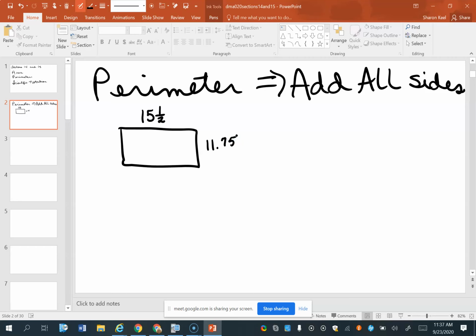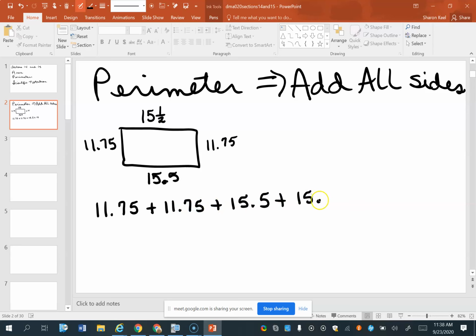Now, I wrote it in two different ways. One is a fraction, the other is a decimal. It does not matter which you choose. In this case, if you're going to use your calculator, you can leave them as being separate. Personally, I like to do all of mine as a decimal. So my half would be a 0.5, and then I'm going to relabel the width. So to find the perimeter, I'm going to have 11.75 plus 15.5.